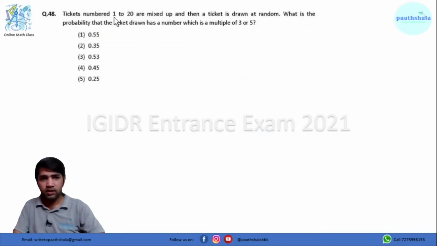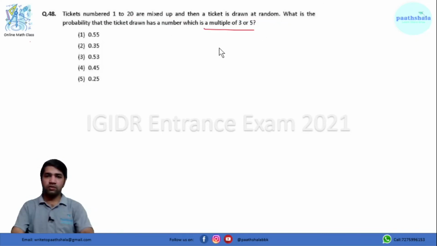Here it is saying tickets numbered from 1 to 20 are mixed up, and then a ticket is drawn at random. What is the probability that the ticket drawn has a number which is a multiple of 3 or 5? So let's write the multiples of 3 first. This will be 3, 6, 9, 12, 15, 18. Okay, and now let's write the multiples of 5. So here this will be 5, 10, 15 and 20.